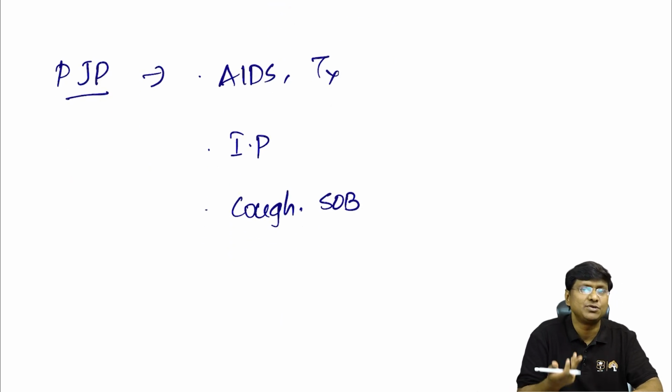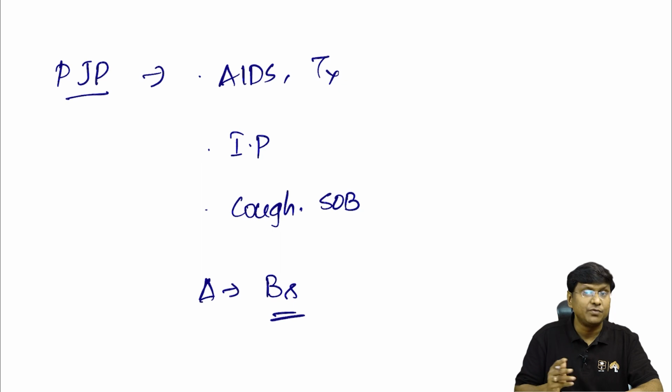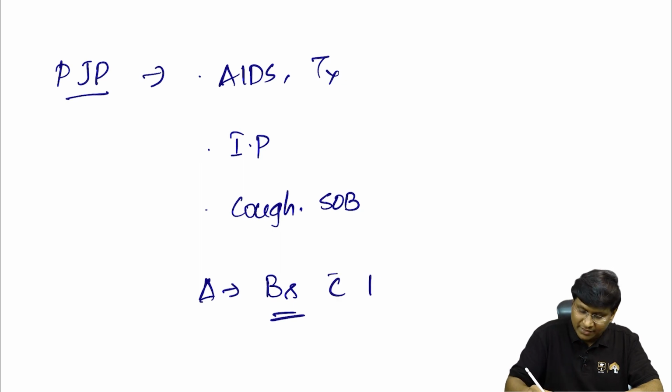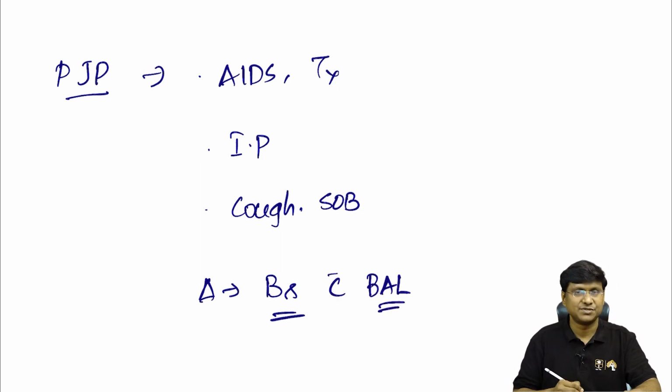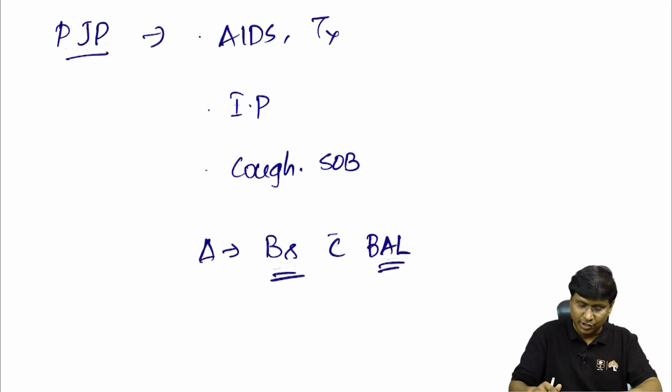And how will you be able to diagnose this Pneumocystis jirovecii pneumonia? The diagnosis is by fiber optic bronchoscopy, right? You need to do fiber optic bronchoscopy with bronchoalveolar lavage. That is the investigation of choice in picking up this particular organism, Pneumocystis jirovecii.